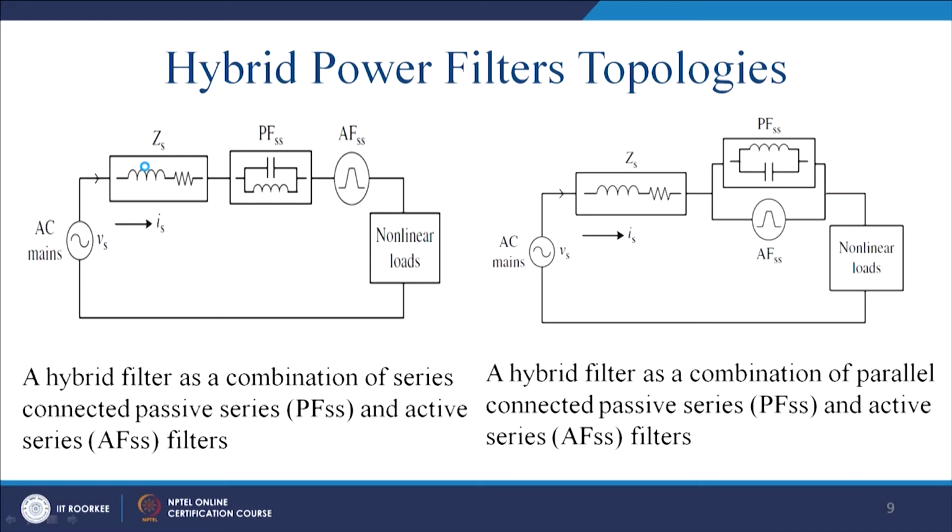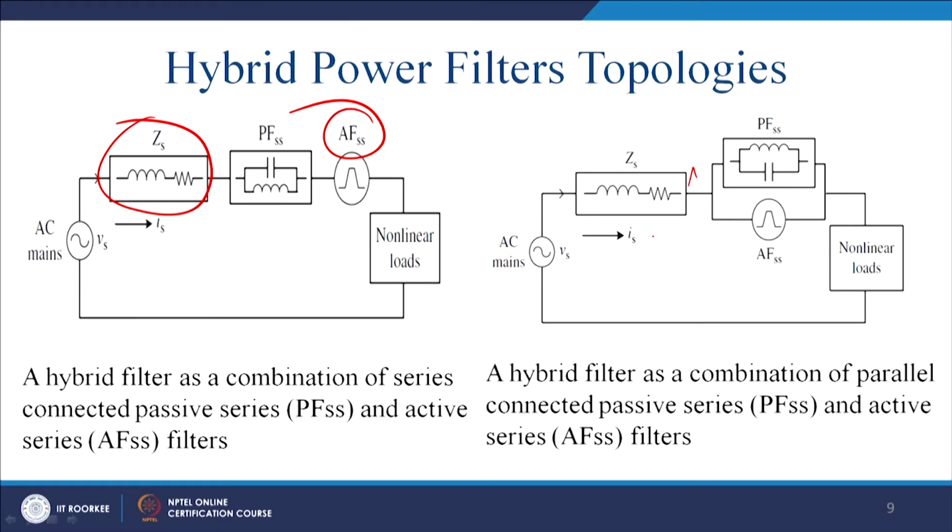So, here this is the source impedance that has been lumped for the short transmission line, and thereafter you have PF SS, that is series, and now you have an active compensation of the series. This is called a hybrid filter as a combination of the series connection of the passive filters and active series filter. Again, you can modify it a little bit.